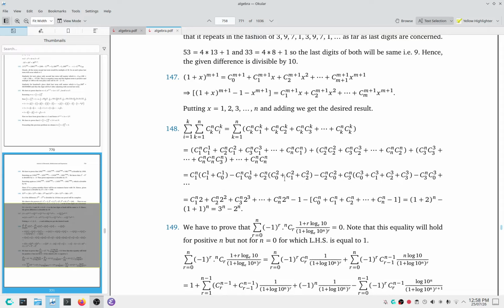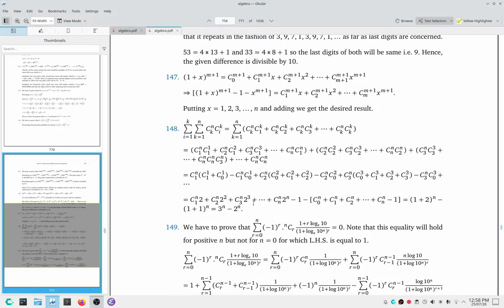And now let me check, this is not square. This is 2c0 plus 2c1 plus 2c2. And we add and subtract 2c0. And similarly for nc3, we add and subtract kc0. And if you go on doing computation like this, you'll finally end at 3 to the power n minus 2 to the power n. So I expect you to read the result and understand.